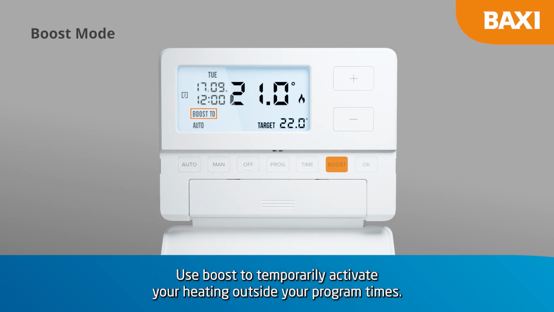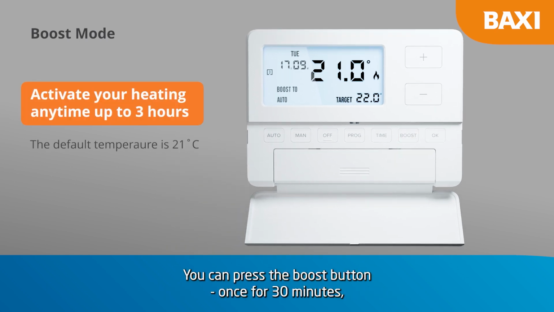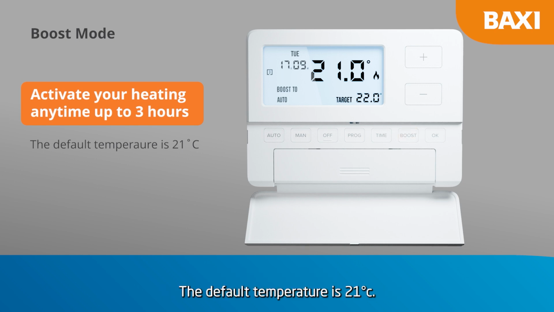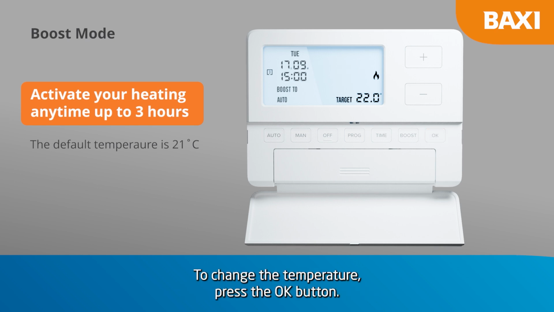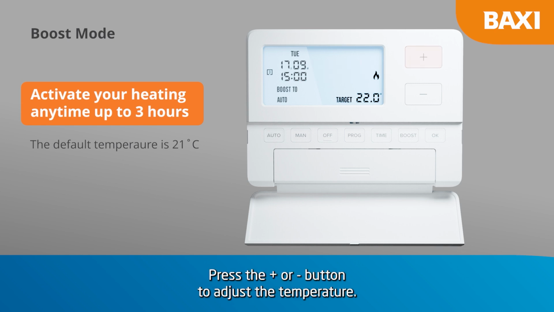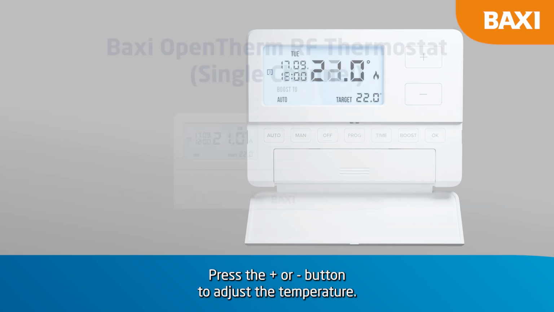Boost mode. Use boost to temporarily activate your heating outside your programmed times. You can press the boost button once for 30 minutes, twice for 1 hour, 3 times for 2 hours, or 4 times for 3 hours. The default temperature is 21 degrees Celsius. To change the temperature, press the OK button. The temperature will flash. Press the plus or minus button to adjust the temperature.